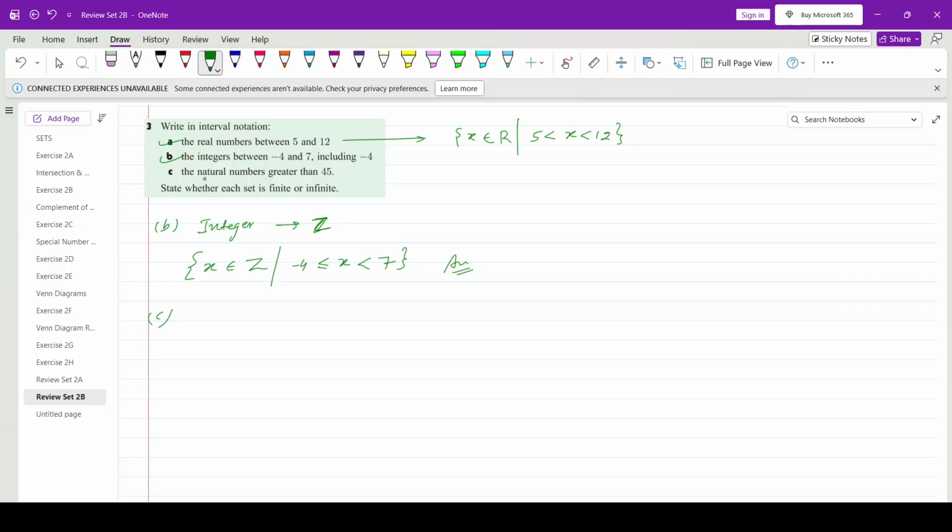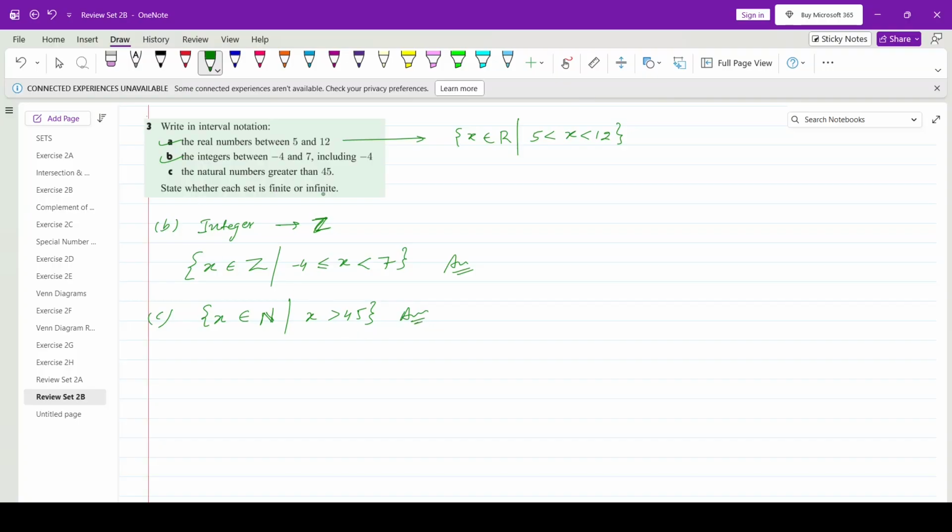C. The natural numbers greater than 45. So x is an element of natural numbers such that x is greater than 45. This set is our answer.